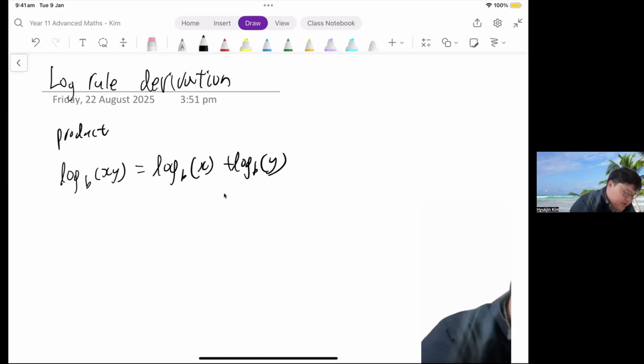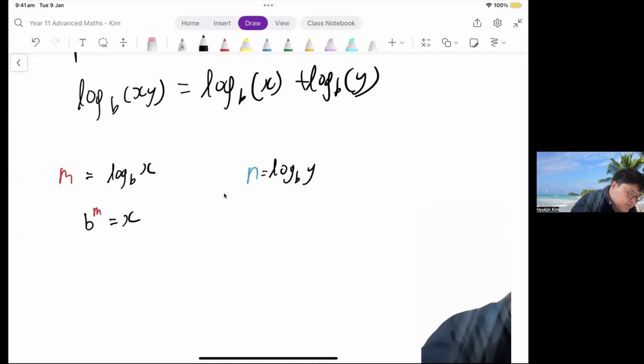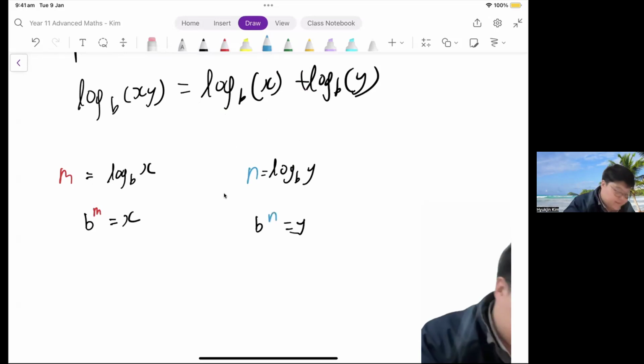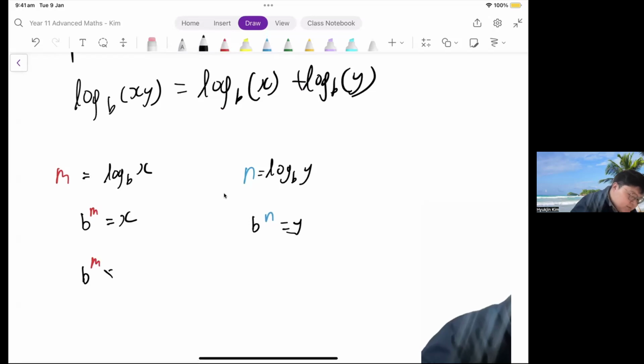Okay, how does that work? Let's start by setting an example. If I let m equal log base b of x, and then n equal log base b of y, then we start by thinking, the best way to write it would be b to the power of m equals x, and then b to the power of n equals y. If I wanted to do b to the power of m times b to the power of n, another way to look at that would be just b to the power of m plus n.